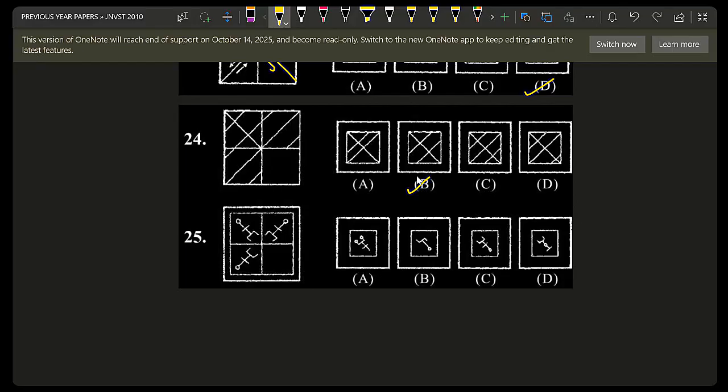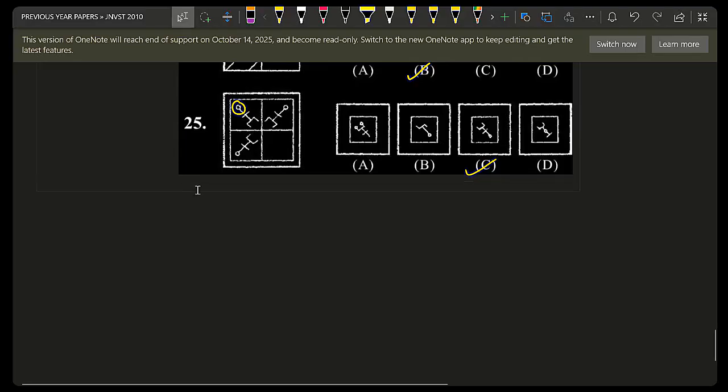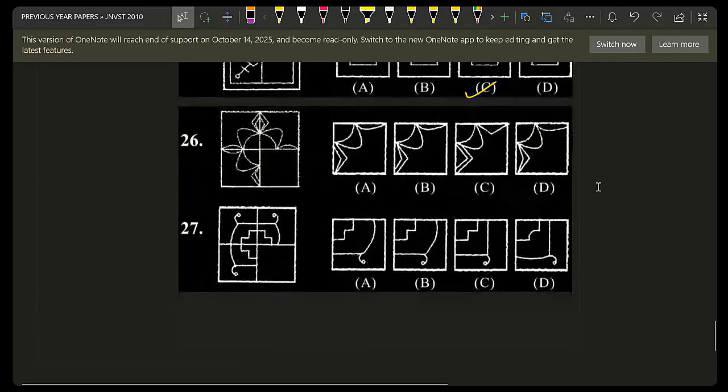And 25. So this is very simple. The circle is going towards the corner southeast, and it must be matching the other figures. It is there in option C. Very simple. Next, 26th one onwards. 26th one.